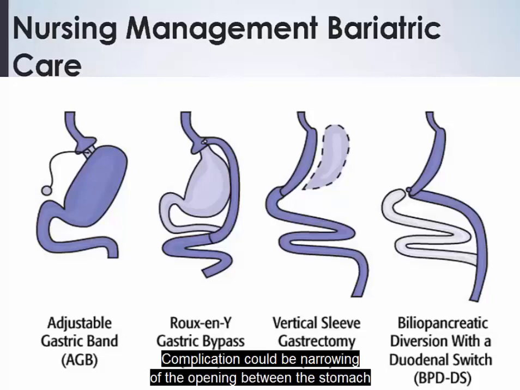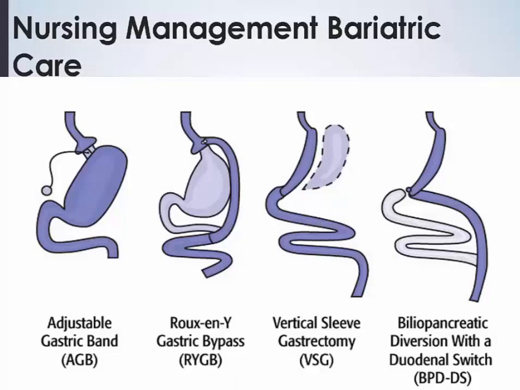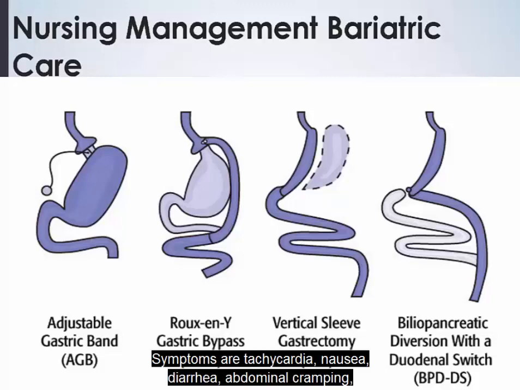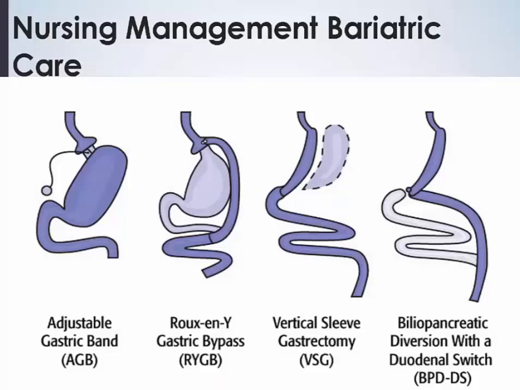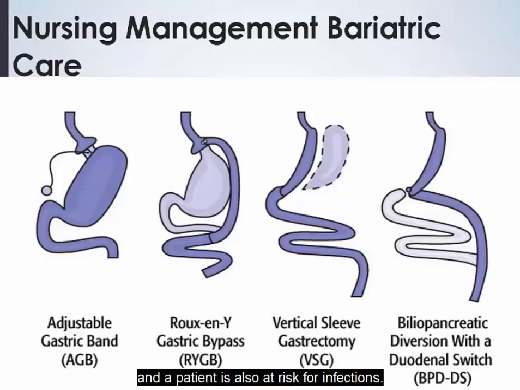Another complication could be narrowing of the opening between the stomach and the small intestine, where strictures can form. Gallstones and bleeding ulcers may develop in about 1 in 100. Altered digestion and long-term nutritional deficiencies may happen. Dumping syndrome can occur. Symptoms are tachycardia, nausea, diarrhea, abdominal cramping, and the patient is also at risk for infections.